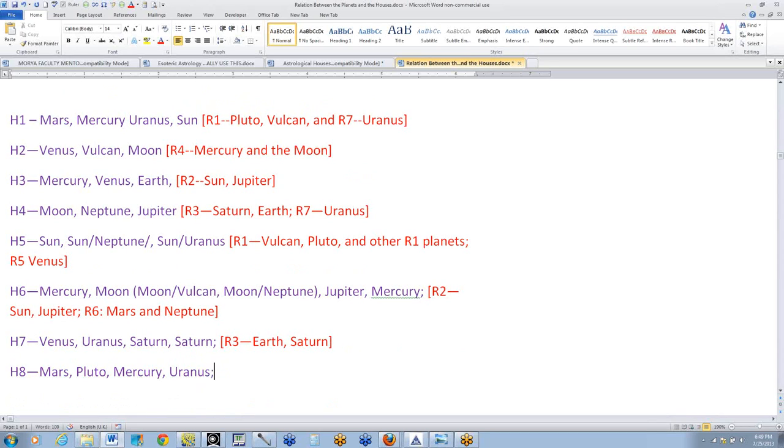Okay, we've gotten as far as house number 8. Sorry to have had to backtrack. And through house number 8, or through Scorpio, comes ray 4 only. So we have the Moon and Mercury.